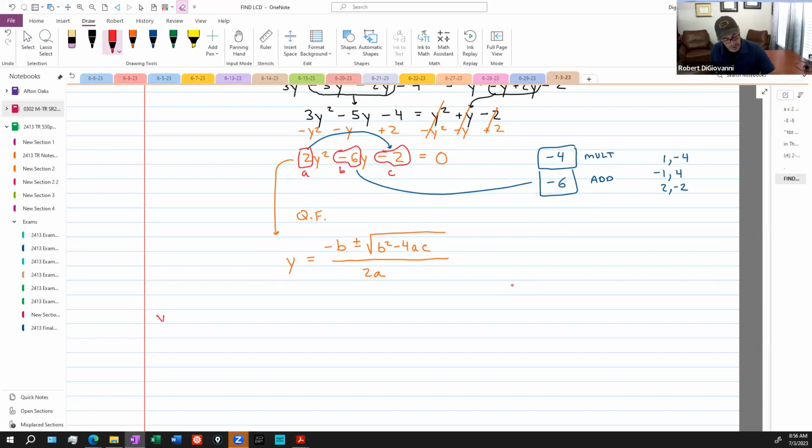Let me put it over here. Y equals negative b, for us would be the opposite of negative 6, which would be positive 6, plus or minus the square root of, b squared, I'm going to square negative 6 and get positive 36, minus 4 times a, which was 2, times c, which was negative 2, and then all of that over 2 times a, but a was 2.